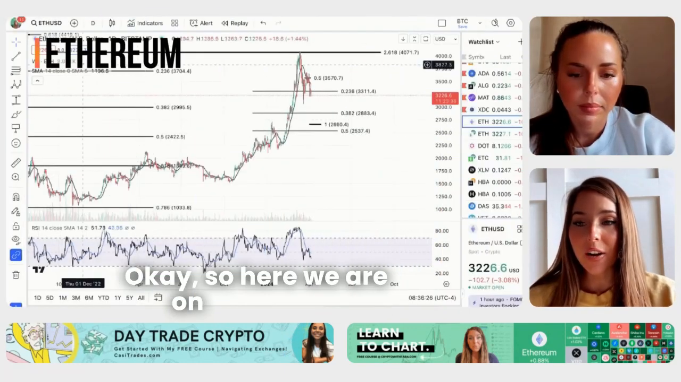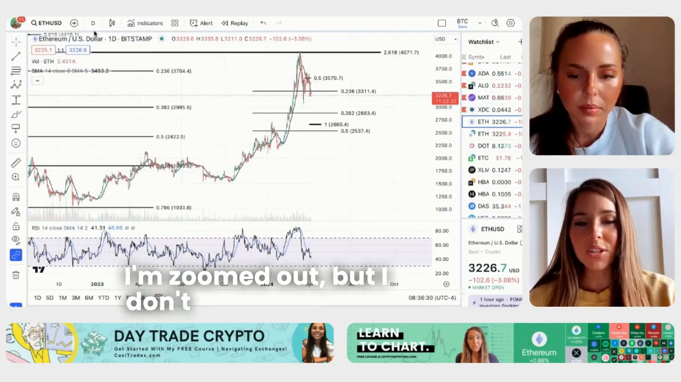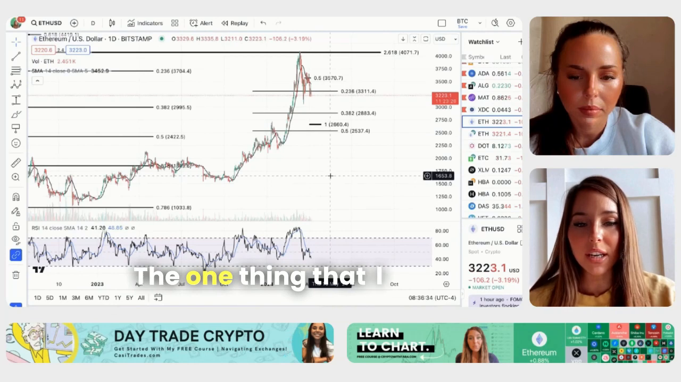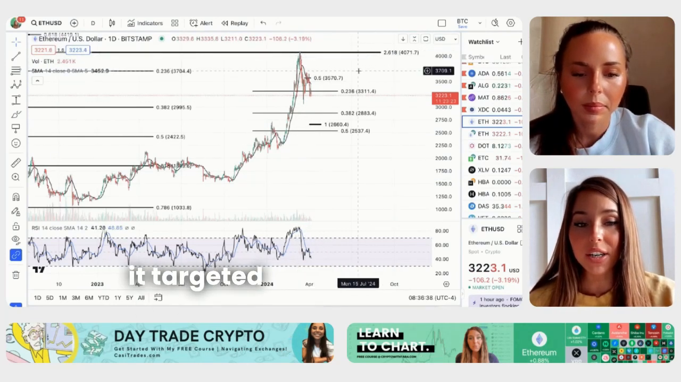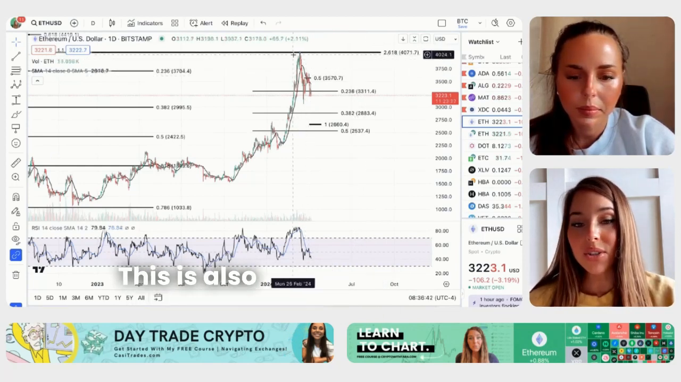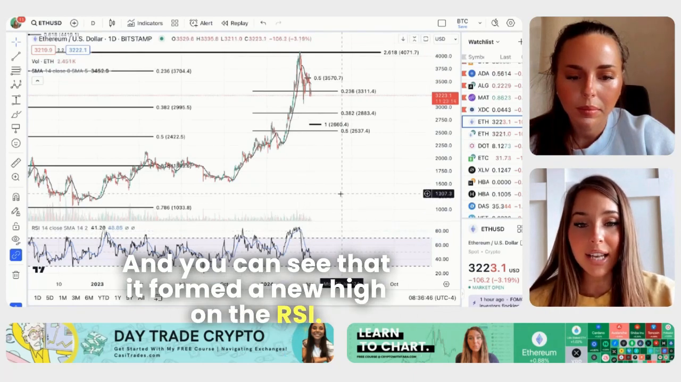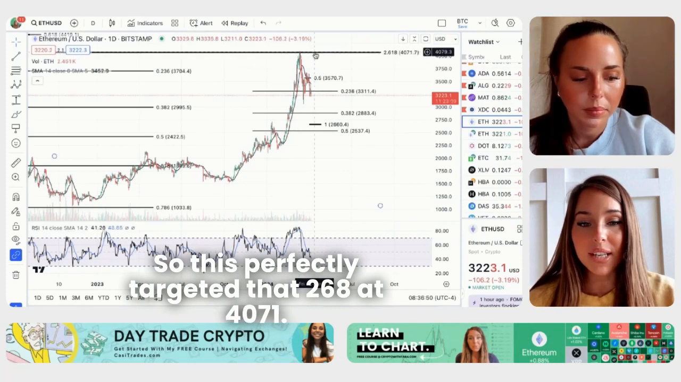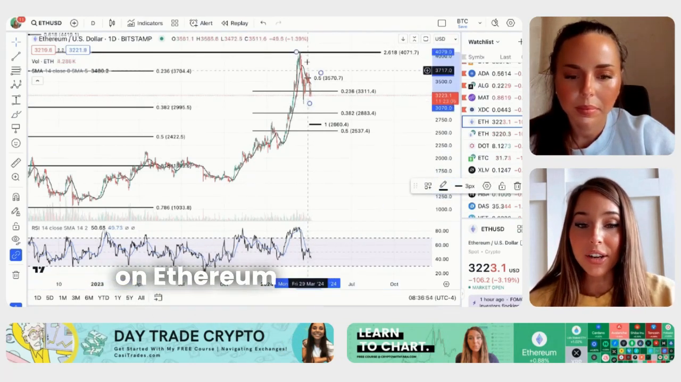Okay, so here we are on Ethereum, and again on the daily time frame. I'm zoomed out, but I don't want to go into too much detail with you guys during this video. The one thing that I want to point out is that Ethereum also came up and it targeted perfectly its 2.618 extension. This is also wave 3 on Ethereum, and you can see that it formed a new high on the RSI. So this perfectly targeted that 2618 at 4071, and we're tracking an ABC correction on Ethereum for wave 4.